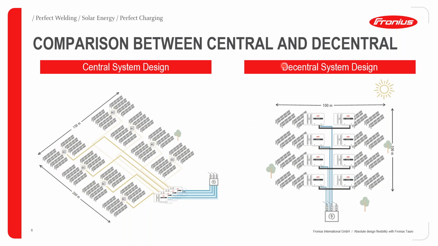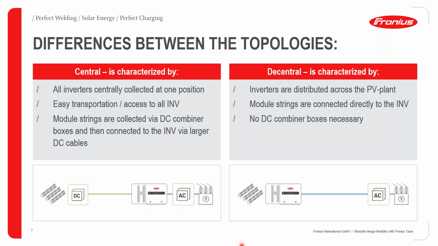And the decentralized systems on the right here, we can see exactly opposite. We don't need any DC combiner boxes. We directly connect the MC4 plugs of the strings to the product itself. And then we are running an AC cable, which is usually a little bit longer than here on the central system. Quickly explained these differences in words again.